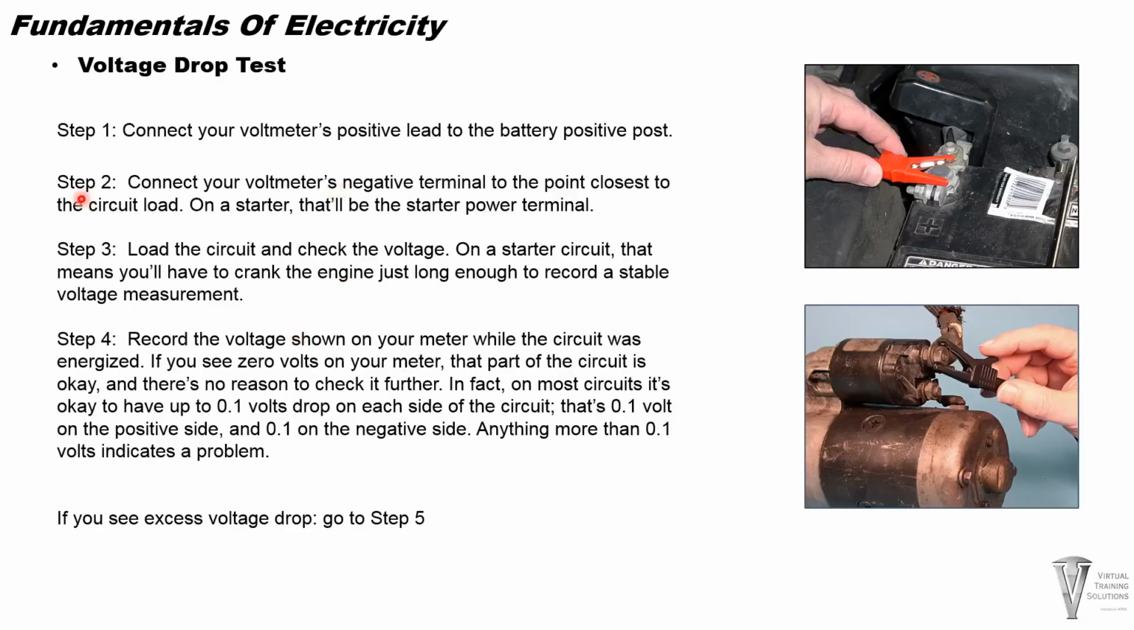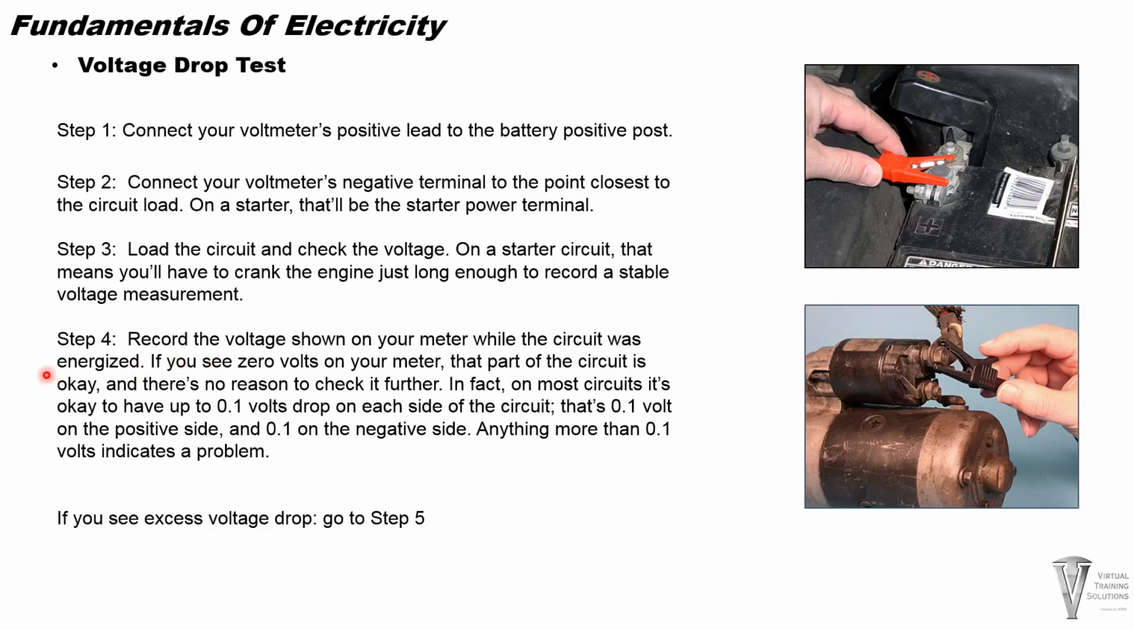Here we're going to perform a voltage drop test. Connect your voltmeter positive to the battery positive post. Then connect your voltmeter negative terminal to the point closest to the circuit load. On the starter, that'll be the starter power terminal wire. Load the circuit, which means crank the starter over just long enough to get a stable voltage measurement. Record that voltage shown.